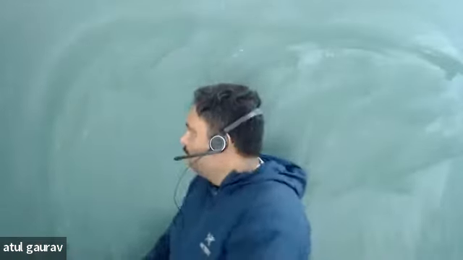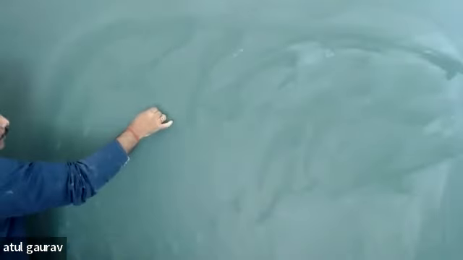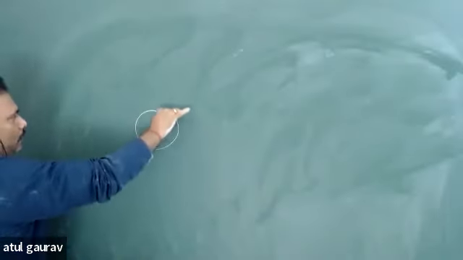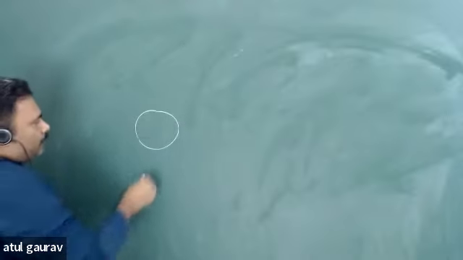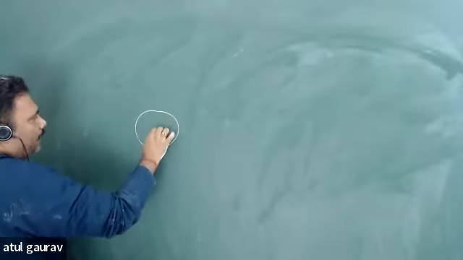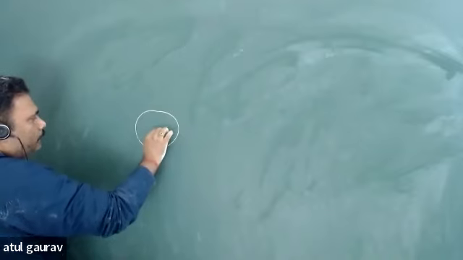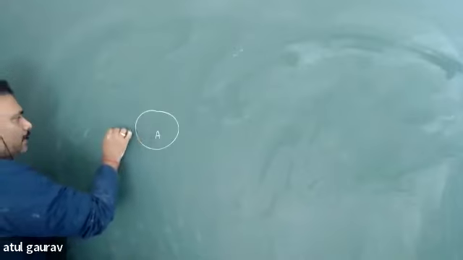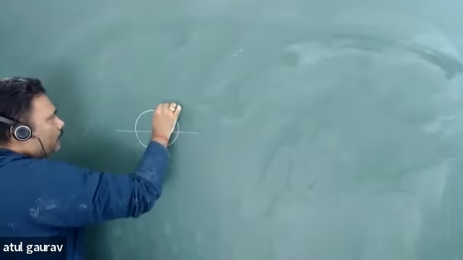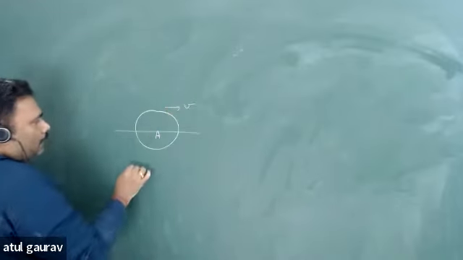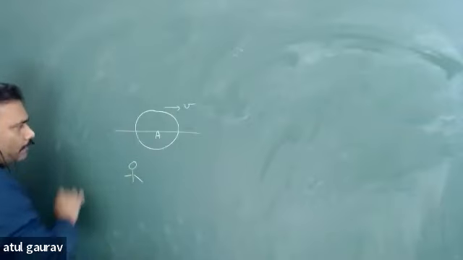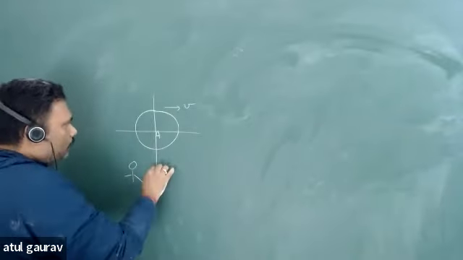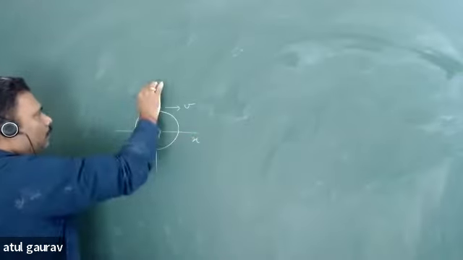Let's go for one more problem. So there is a circular disc. This question was asked in your exam also. This circular disc has area A, and it is moving along the x-axis with velocity v with respect to the observer. So this is your x-axis, this is your y-axis.